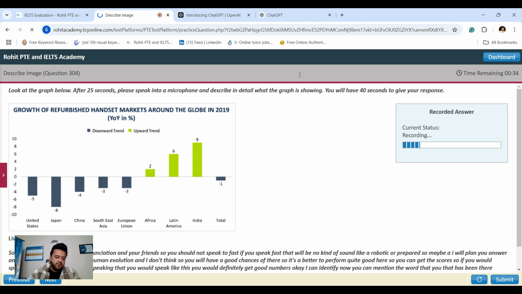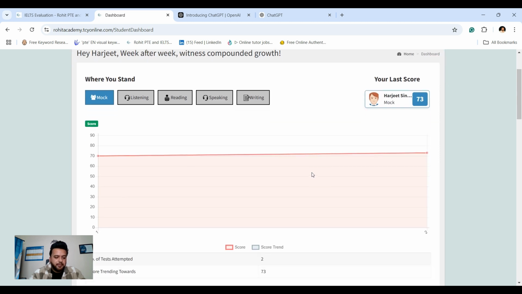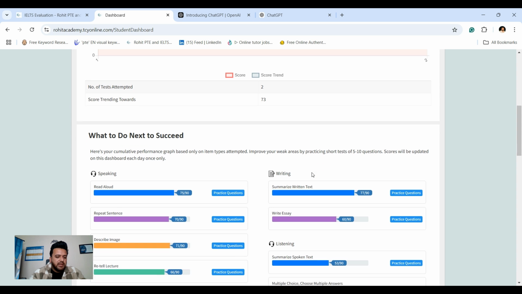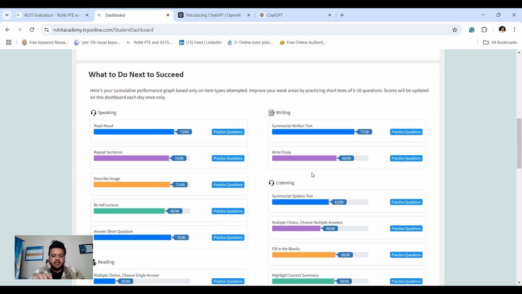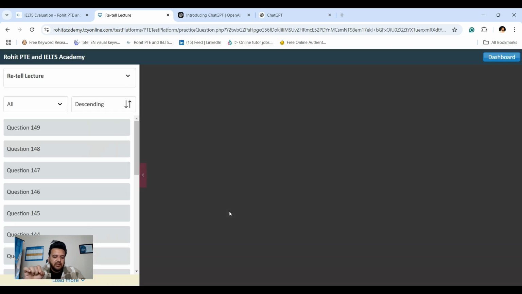So side by side, you can write the template. So the lecture was about, leave a blank. In this lecture, the speaker used terms such as blank, blank, and again blank. Furthermore, he also highlighted blank, blank, and blank. Additionally, he explained blank, blank, and again blank.